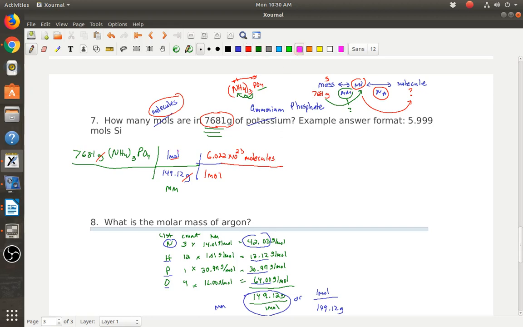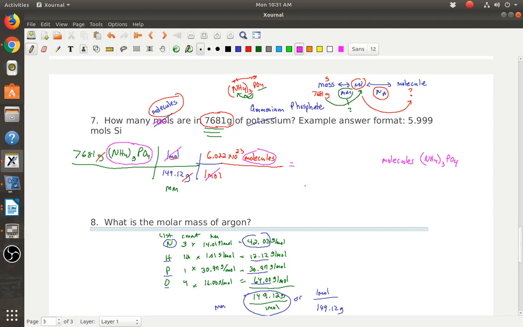Moles cancel. And what do I have left? Well, just to do this math, I have molecules, because molecules did not cancel, of ammonium phosphate, NH4 3PO4. And that's what it asked for. How many molecules are in that many grams?